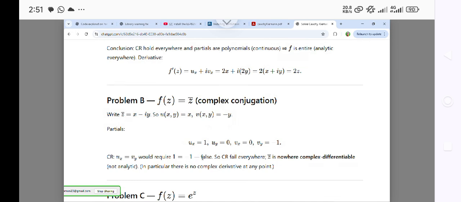You see, false. Checking again whether uy is equal to minus vx. That's the negative. Of course, 0 is equal to minus 0. That's correct. But then the first one failed. First condition failed. The first condition said ux equals vy, but it failed. The second one said uy equals minus vx, and it's correct, but the first one failed, so it's not. And because it is not Cauchy-Riemann, it means that it's also not analytic. In this particular case, there is no complex derivative at any point.